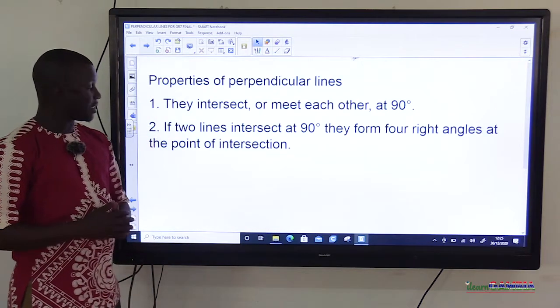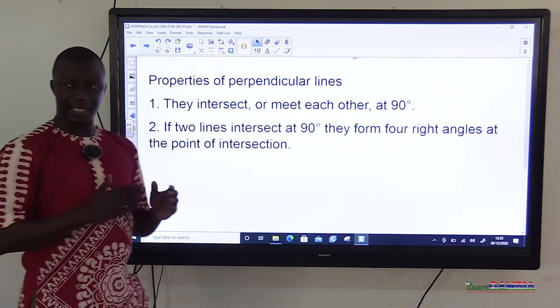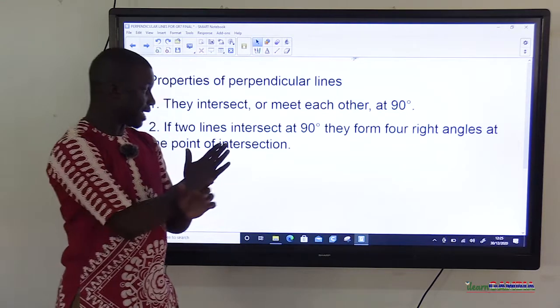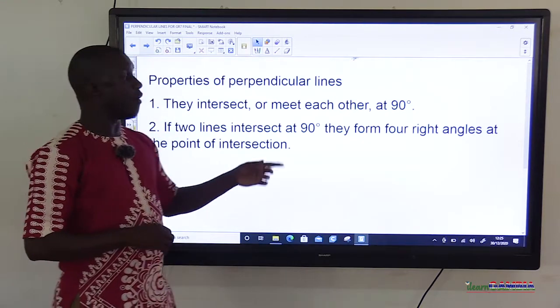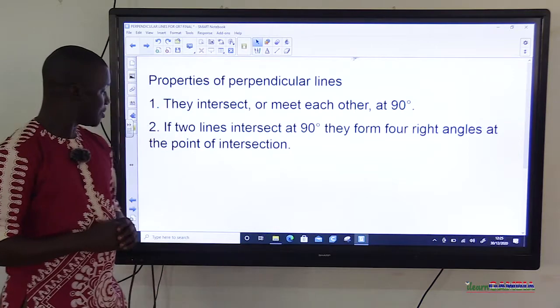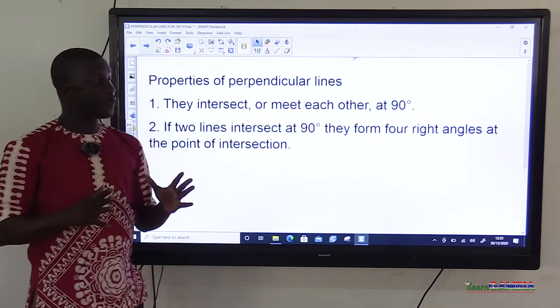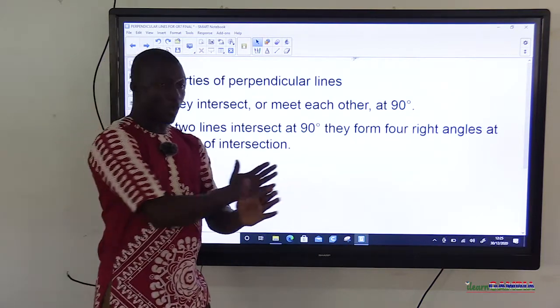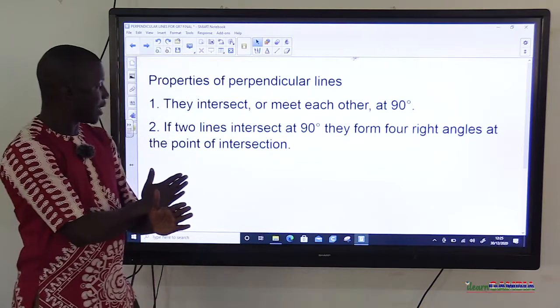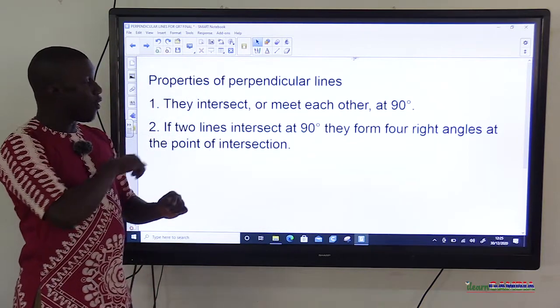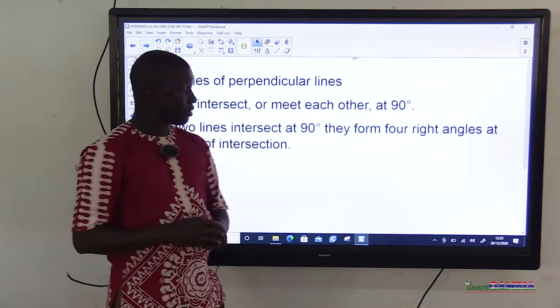The second property says if two lines intersect at 90 degrees, they form four right angles at the point of intersection. Now you are talking about two lines that cross each other, and four 90 degree angles are formed.